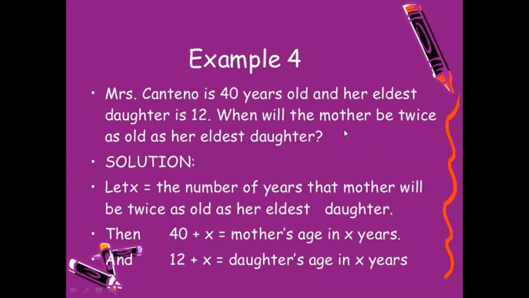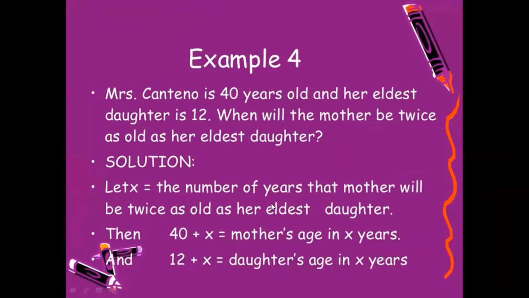Next one is example 4. Please read this one. Miss Contino is 40 years old and her eldest daughter is 12. When will the mother be twice as old as her eldest daughter? Okay, so it's very simple. Let's go through it very fast.